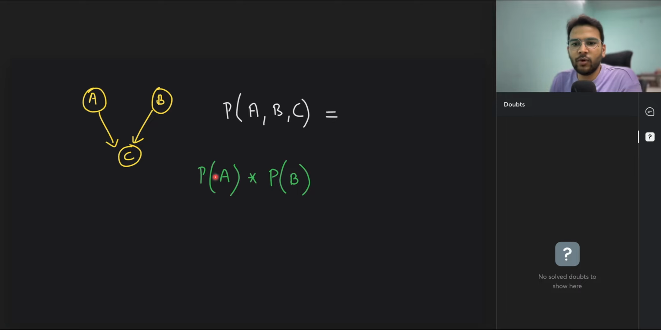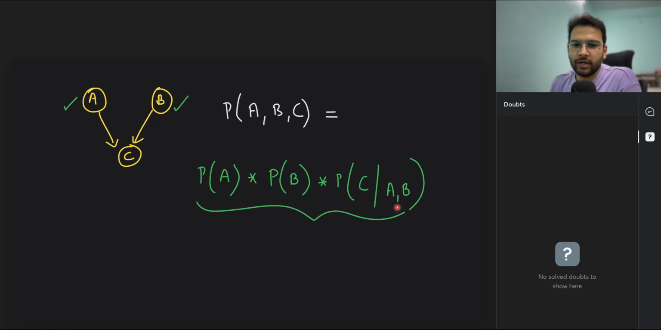Yes or no? So we know in case of independent events, we can write like this: P of A into P of B. Okay, what about C? C is conditionally dependent on A also. C is conditionally dependent on B also. Right? So in that case, you can say probability of C given A comma B. Is this clear? That is correct. Is this clear? Any doubt here? So once you are able to write these things now, then you are done.